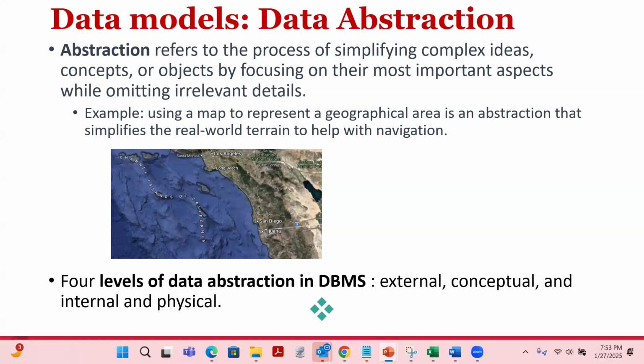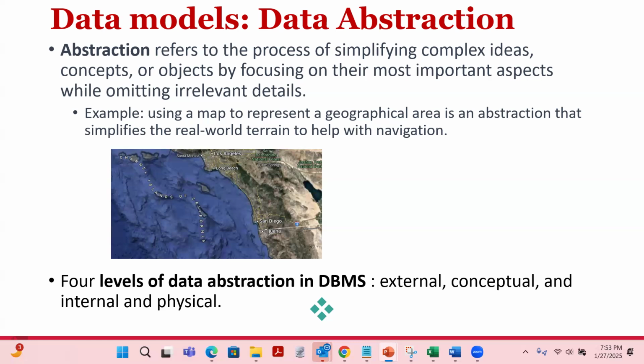So, for example, Google Map. Google Map represents an abstraction of the actual maps, so actual roads, actual buildings. So if you look at Google Maps, you probably would only see the data necessary for users to be able to navigate from place A to place B.